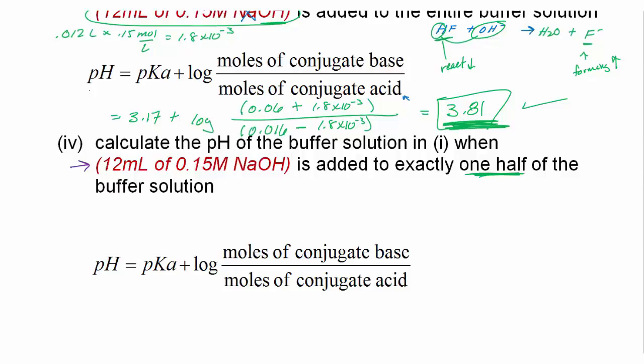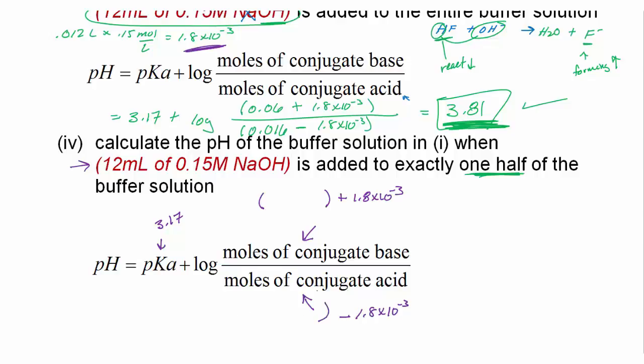Okay, so our pKa is still 3.17. Our moles of conjugate base, so we're adding a base, you get a base. That kind of helps me. Add a base, get a base. So find out the moles you had there originally, and I'm going to add what did we say it was? 1.8 times 10 to the negative 3. Add a base, get a base. So the acid has to be reacting. I'm going to be subtracting the 1.8 times 10 to the negative 3 on the bottom.